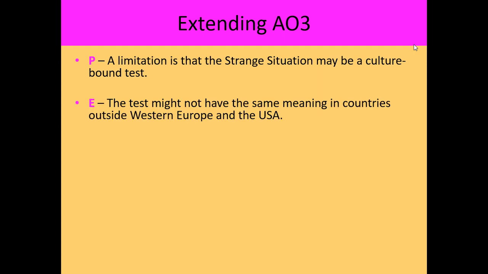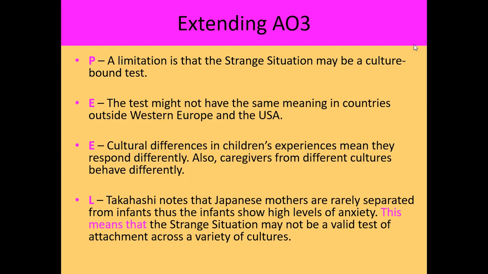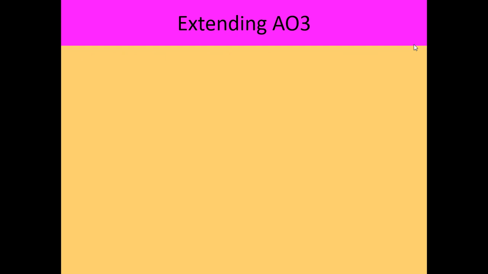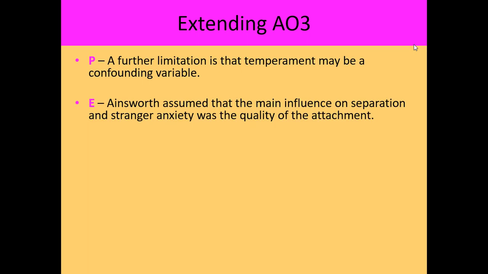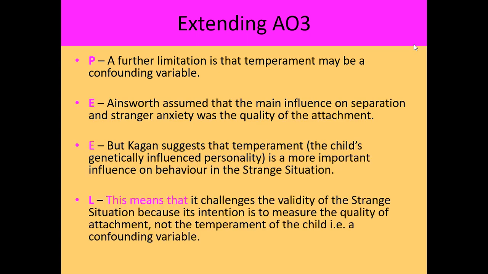A big limitation is strange situation is culture bound. We'll look at cultural variations next. You can argue that it's ethnocentric, that it demonstrates an alpha culture bias, but we'll look at this next time. And then you could also say that Ainsworth didn't control for confounding variables such as the temperament of children, and this could have affected the results of her study.